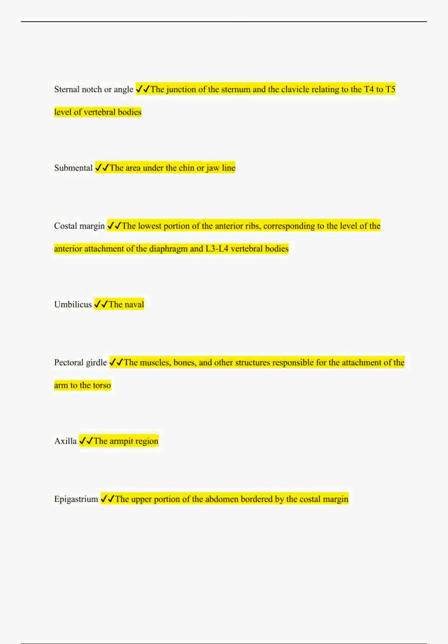Pectoral girdle: the muscles, bones, and other structures responsible for the attachment of the arm to the torso. Axilla: the armpit region. Epigastrium: the upper portion of the abdomen bordered by the costal margin.